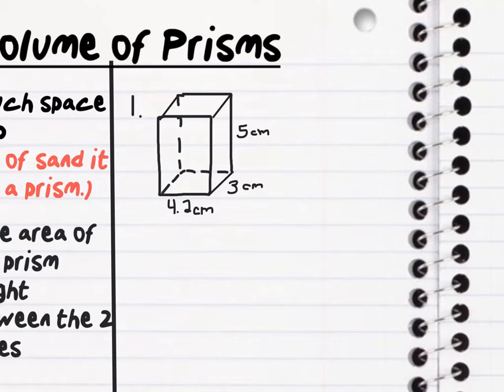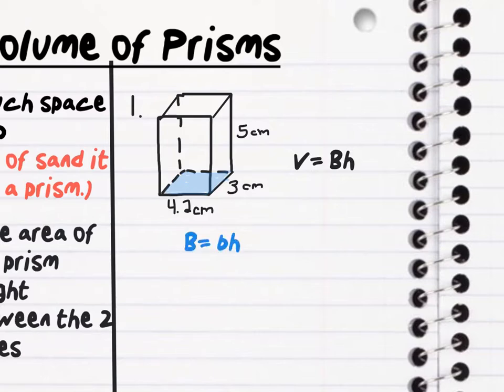Okay, so now what we're going to do to find the volume is we want to start with the formula. So we're going to write V equals capital BH. And now we're going to identify what the base area is. The base area is going to be found by finding the area of this rectangle. So I want you to go ahead and highlight that rectangle or color it in with a blue color. Okay, so what we're going to do is we have to find the area of that rectangle.